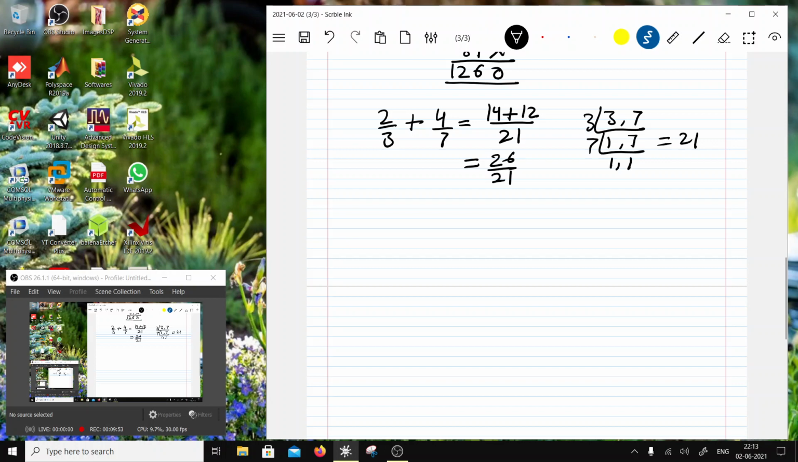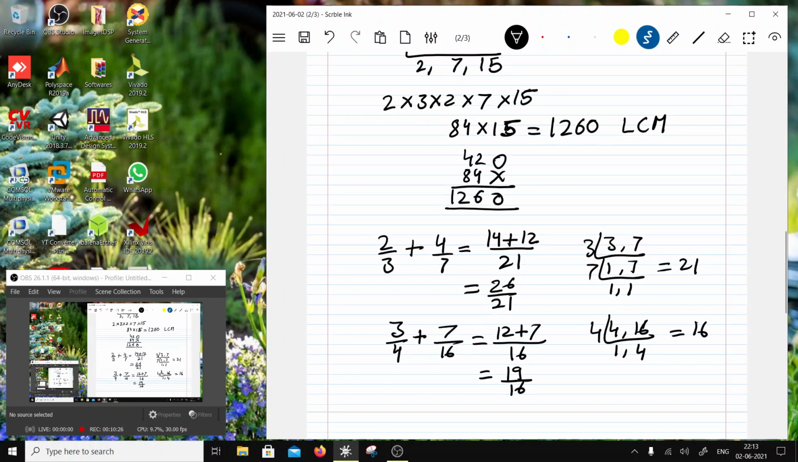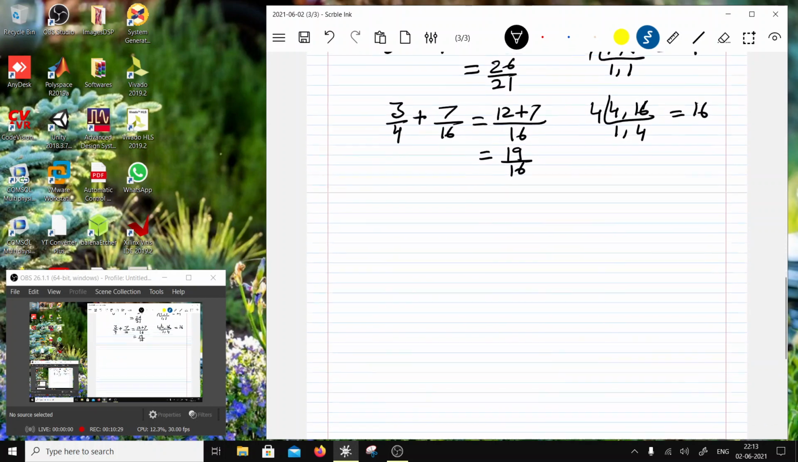So let's take another example. Let's say I want to do 3 by 4 plus 7 by 16, right? So in this case 4 and 16, so 4 1s are 4, 4 4s are 16, so the LCM is 16. Then 4 multiplied by 4 is 16, so 4 into 3 is 12 plus 7, so that is going to be equal to 19 by 16, right?